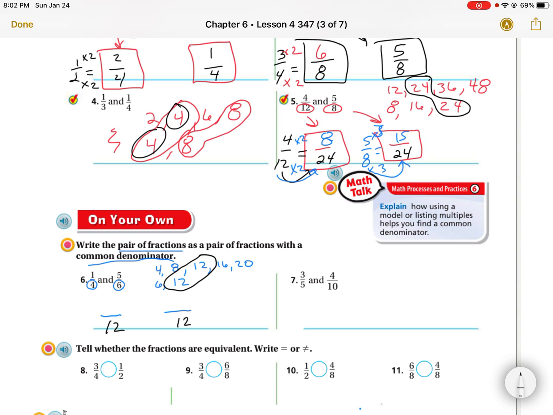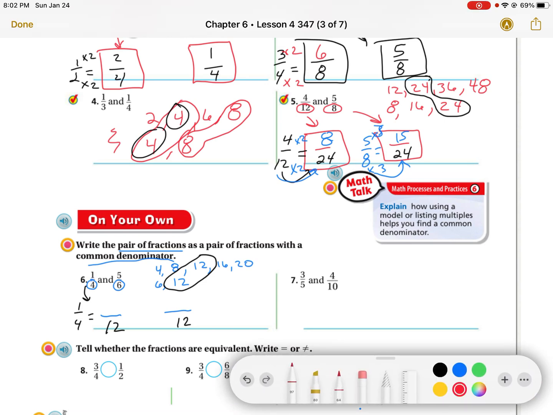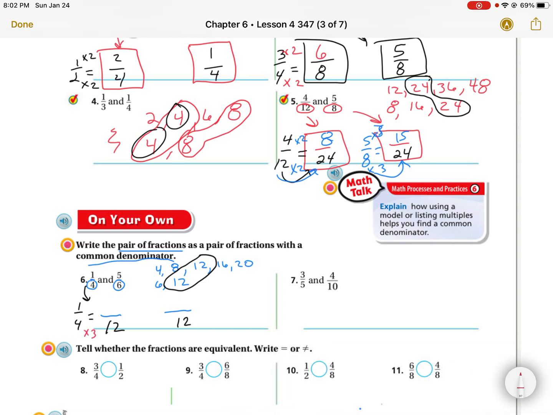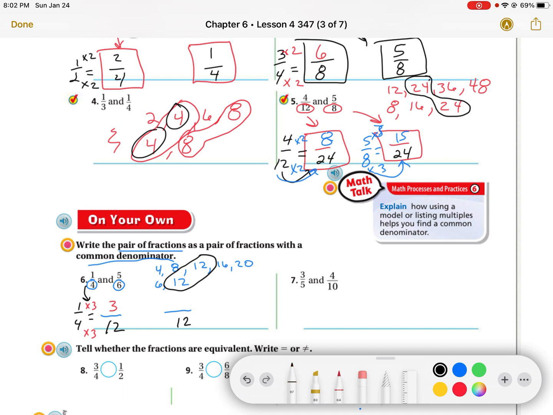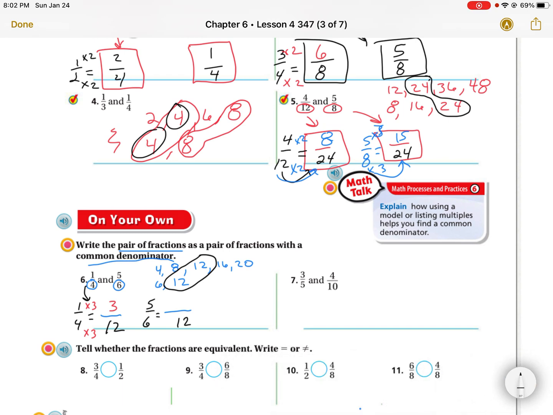Okay? So remember, I'm changing 1/4 into 12ths. Well, what did I do to 4 to make it 12? 4 times 3 was 12. 1 times 3 is 3. So 1/4 is the same as 3/12. Let's see how many 5/6s go into 12.